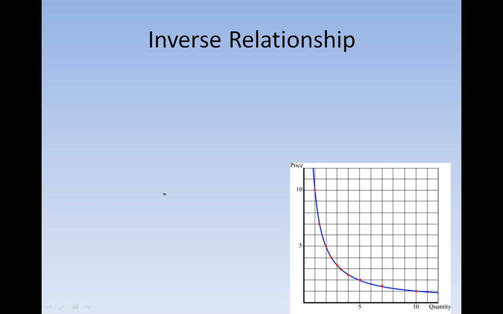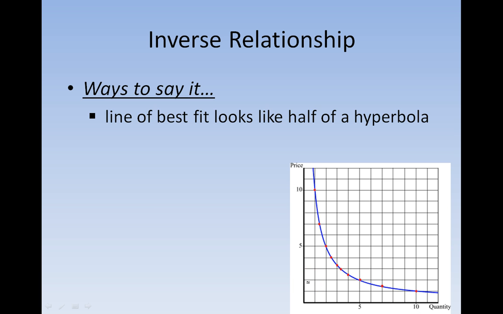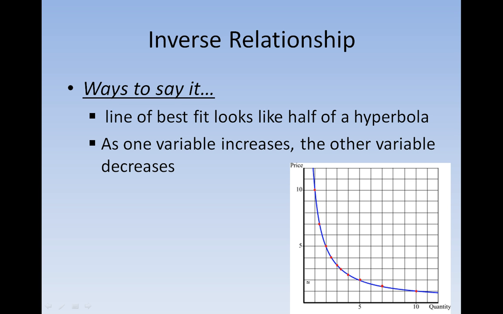On the other hand, an inverse relationship has a graph that looks more like half of a parabola. And as you increase along the x-axis, the y value decreases. So you could say the line of best fit looks like half of a hyperbola. You could say that as one variable increases, the other one decreases. You could say that x is proportional to 1 over y, or y is proportional to 1 over x, as you would in math.